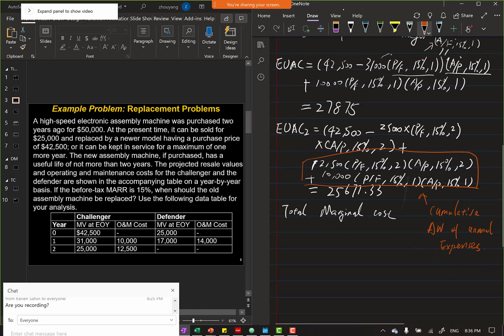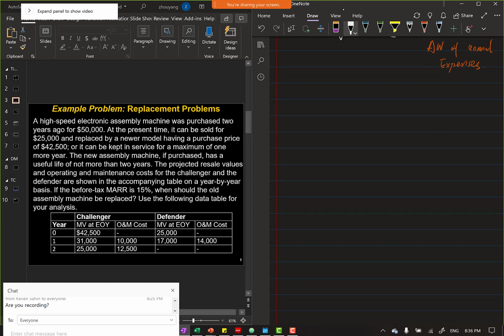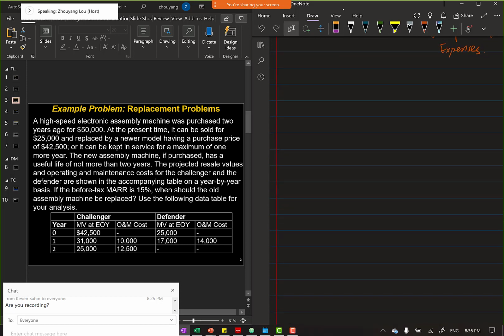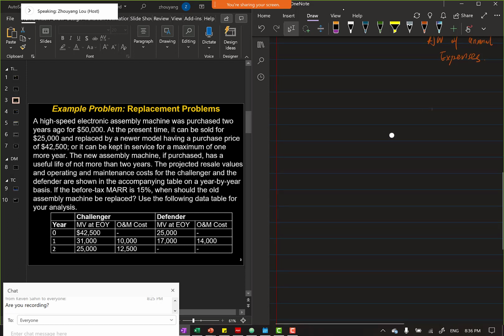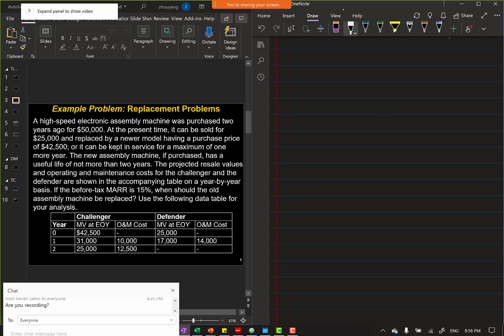Okay, let me continue with the next method. So we are starting again to calculate EUAC for the challenger at year 1, but we are going to use the total marginal cost method. To see that more easily, let me put that in the table again.